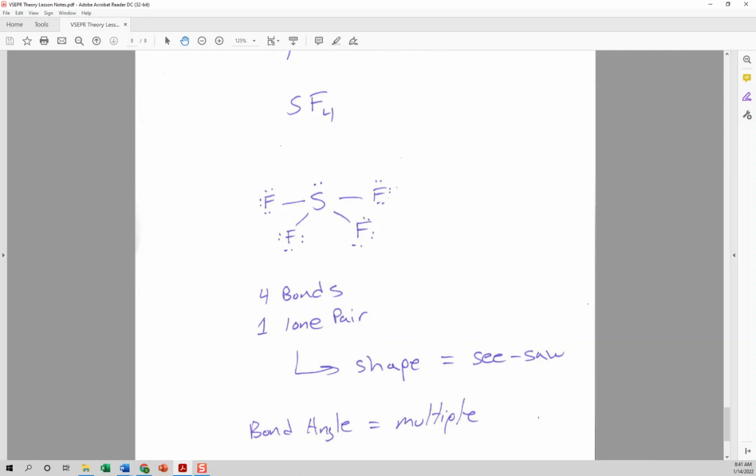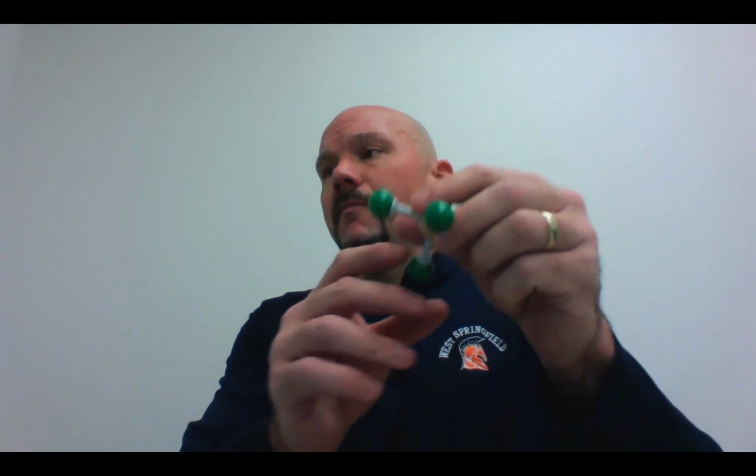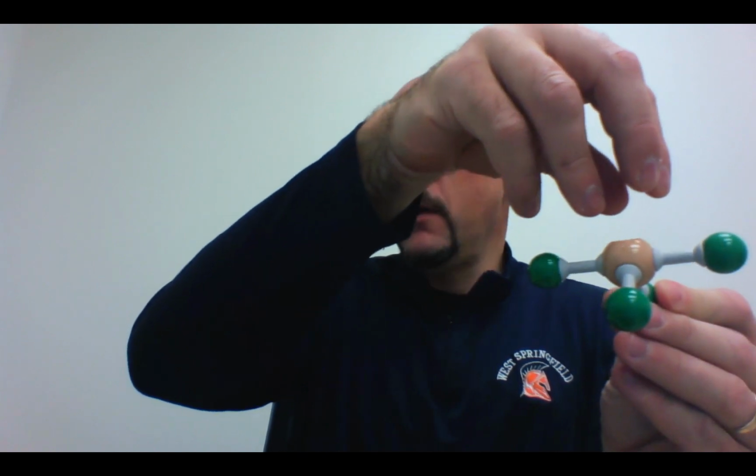Okay, so here's a 3-dimensional model of SF4. You've got to imagine that lone pair on the top. Okay, right there. And if you notice, we do have a 90-degree bond angle there, but if you flip it there, we have a 120-degree bond angle there. So we have multiple bond angles. So I would never ask, hey, what are the bond angles in SF4, okay?